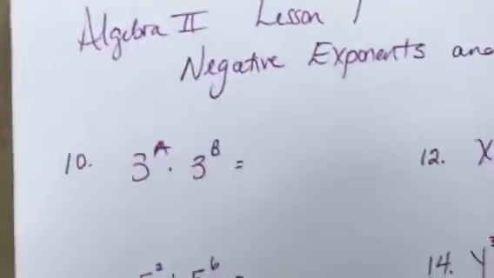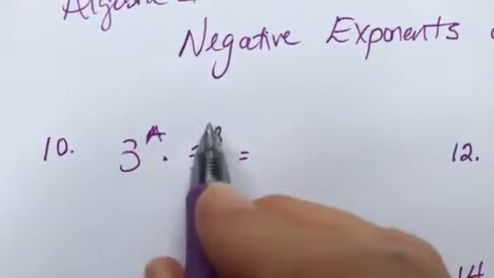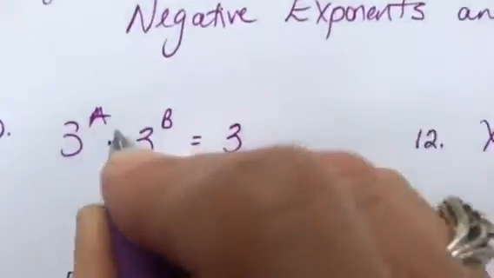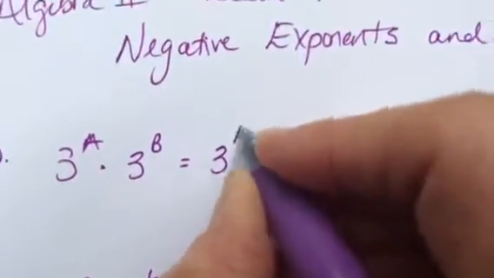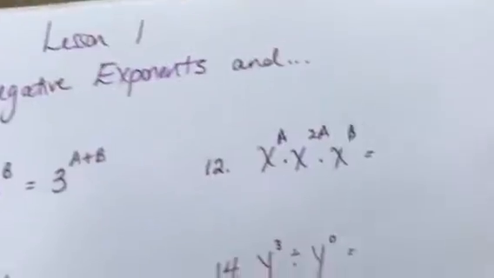Okay, so real quick, remember when you have the same base and you're multiplying, you add the exponents. So this one, I can't add really A and B because they're not like, so I would just have to write it like this, 3 to the A plus B. All right, so that's that.